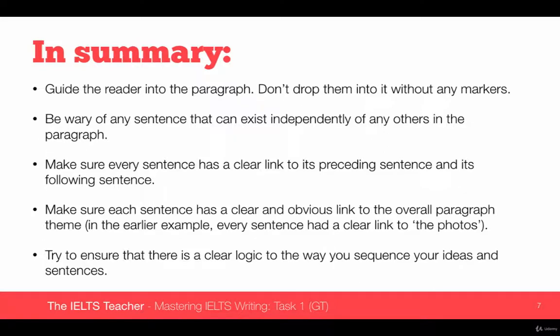Make sure each sentence has a clear and obvious link to the overall paragraph theme. So for instance, earlier in the improved paragraph, every sentence had a clear link to the photos that we were sent, whereas in the problematic paragraph, a couple of those sentences, they didn't seem to mention the photos at all, so they kind of separated themselves from the overall paragraph theme. Finally, try to ensure that there is a clear logic to the way that you sequence your ideas and sentences. For instance, in that previous improved paragraph that we looked at, there is a reason that we left the gratitude for the hospitality and support until the end of the paragraph.